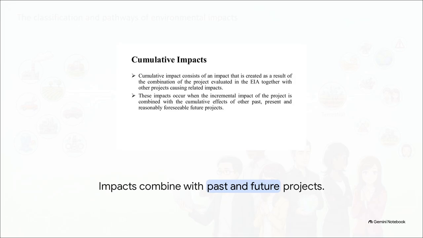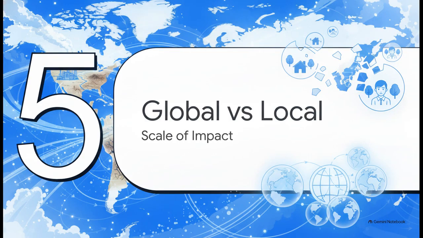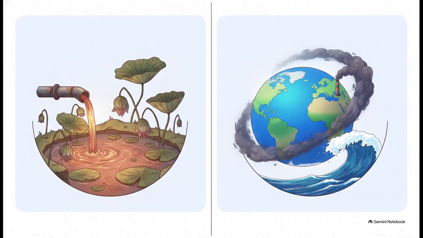Now for Section 5, Global versus Local Scales. The crucial point we need to make here is contrasting the physical reach of the pollution. Environmental science distinguishes between two major scales of impact based entirely on the pollutant type. On one side, we have local pollutants. These cause localized impacts, affecting only the immediate surrounding environment. That's like the warm cooling water we discussed earlier.